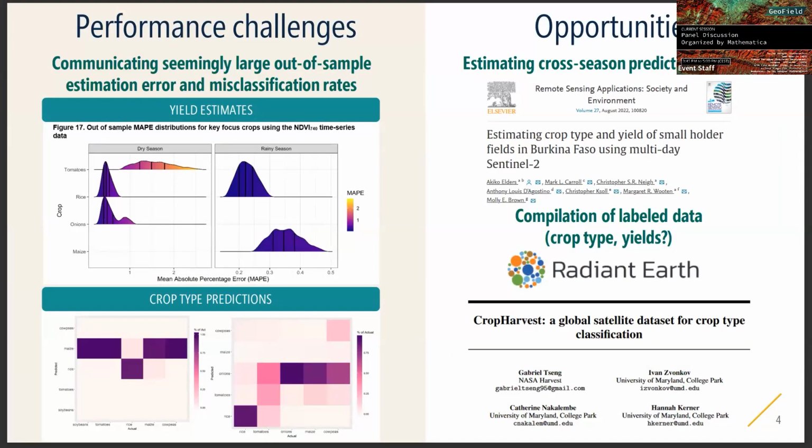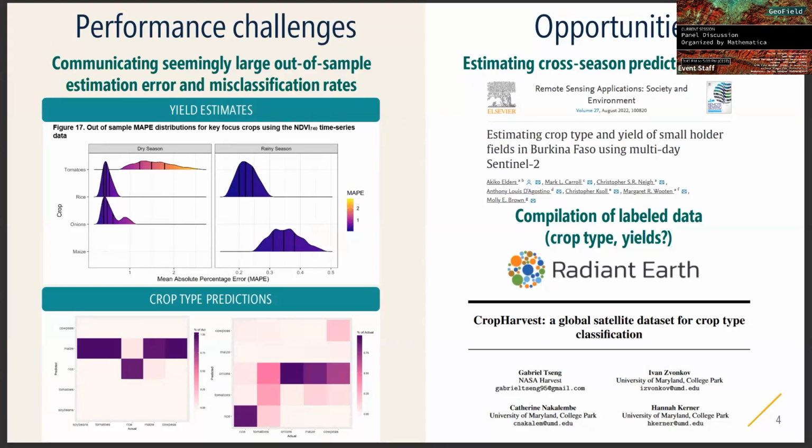I think there's still some performance challenges. So folks can take a very optimistic lens when they see some studies that have high R-squared values or high correlation coefficients, but that's not always the case. You're going to be limited by the quality of your input data and other contextual factors.